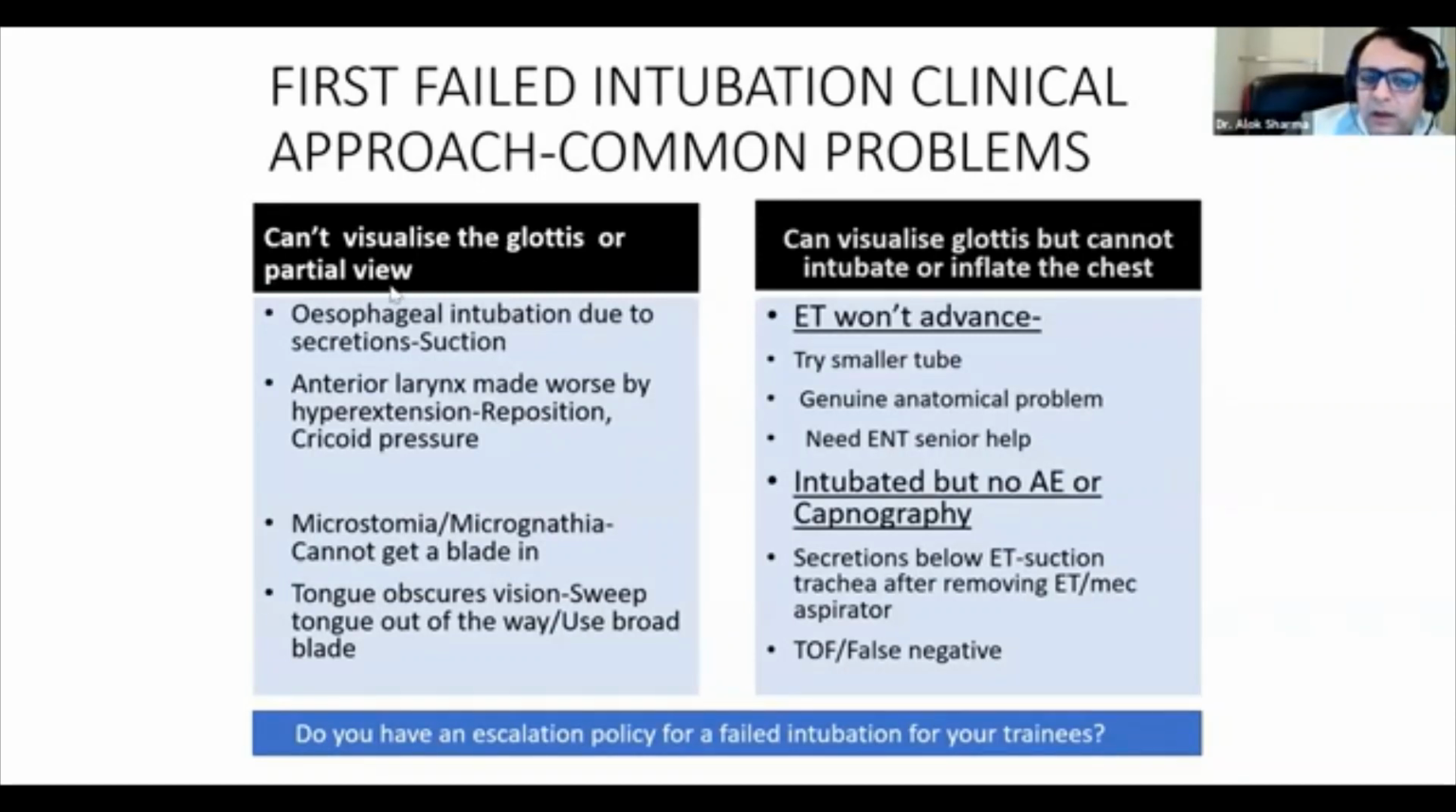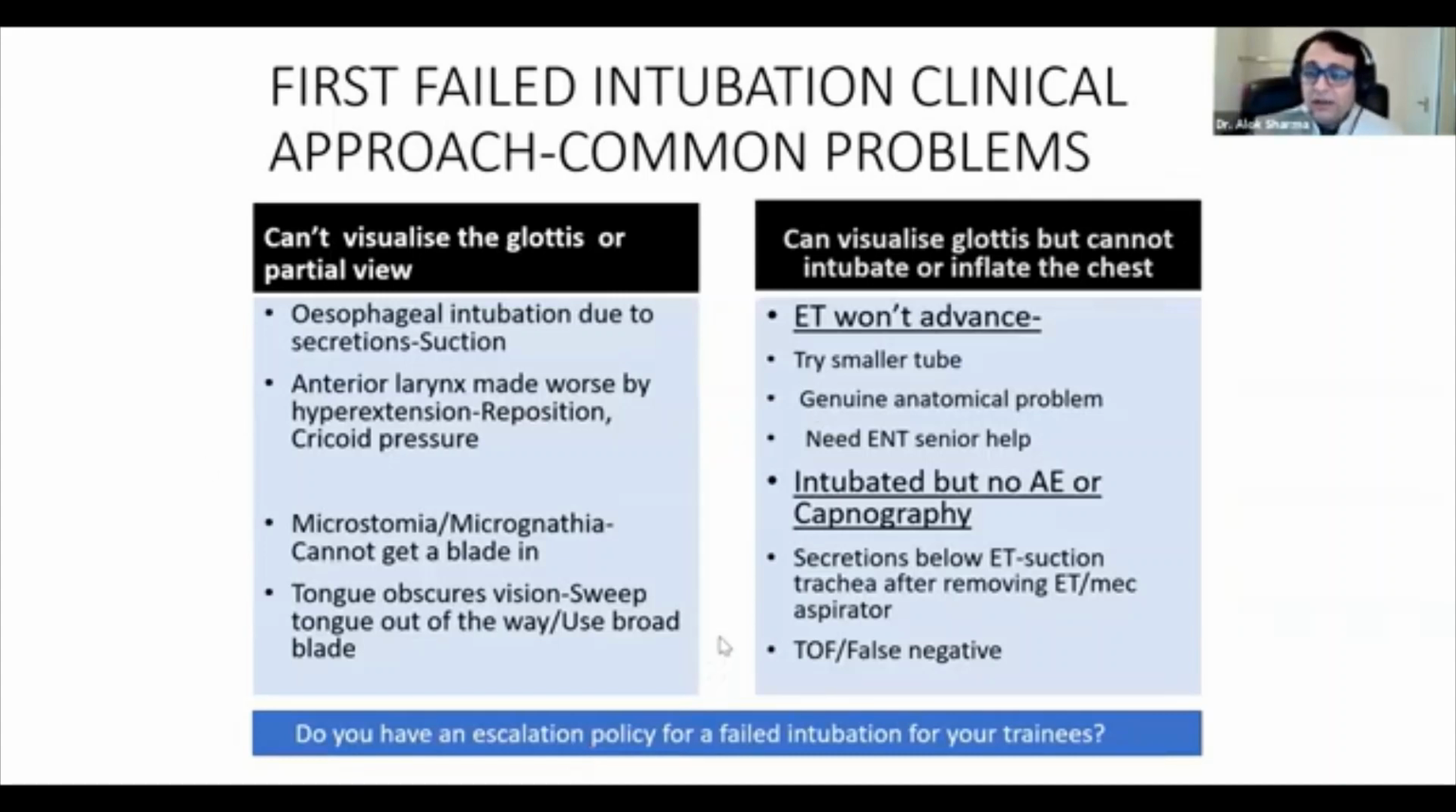But the other situation is you can see the glottis, but you can't intubate the baby because there is either a structural problem or you can't advance the tube, maybe because you're using a tube that's too large. Now, you can manage both these situations, and I would always emphasize to you to avoid repeated failed attempts at intubation. But before I go through the clinical approach, what I'd like to say to you is, have you called for help? Or if your trainee is in this situation, have they called for help?